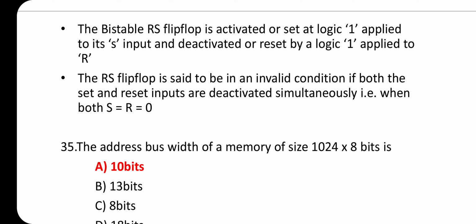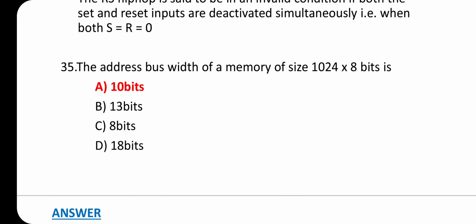The RS flip-flop is said to be in an invalid condition if both the set and reset inputs are deactivated simultaneously. That is, when both S equal to R equal to 0.